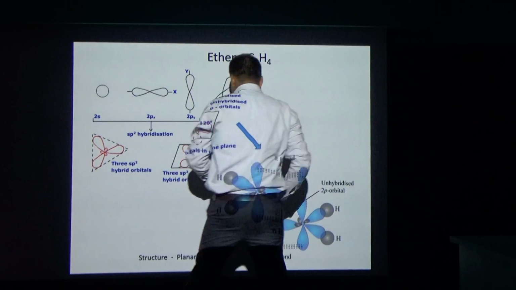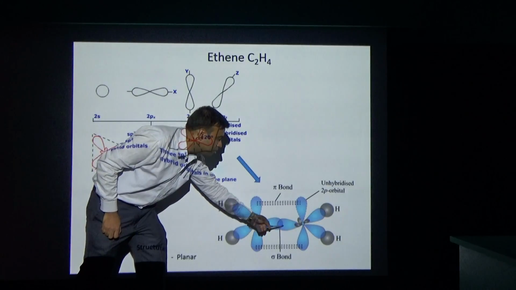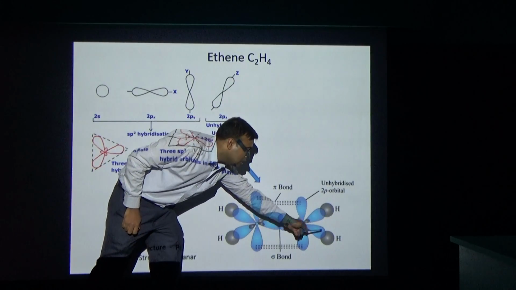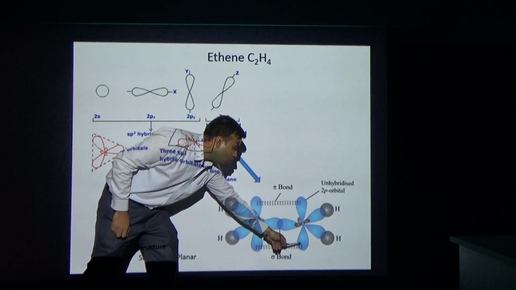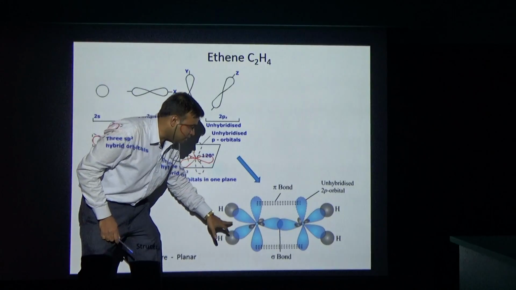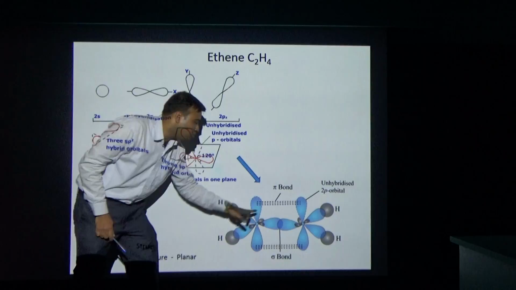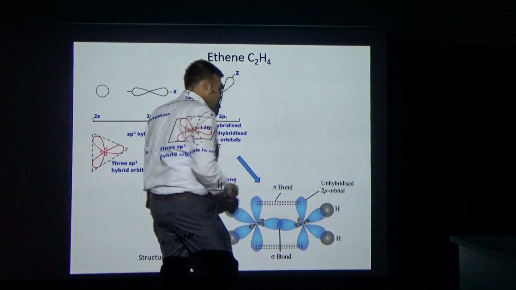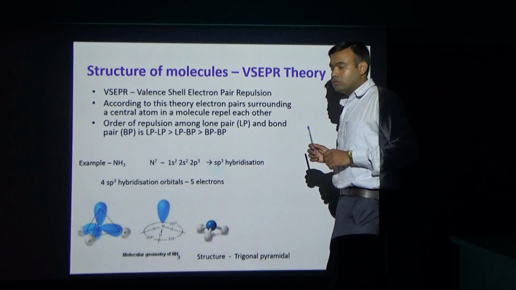This is how they combine in the case of ethene. The sp2 hybrid orbitals form a sigma bond here, and another 2 are here, another 2 are here, but the p orbitals overlap in a sideways manner. So as we can find all these orbitals in the plane, the total molecule will be in a planar structure. Then again we will see the structure of the molecules.